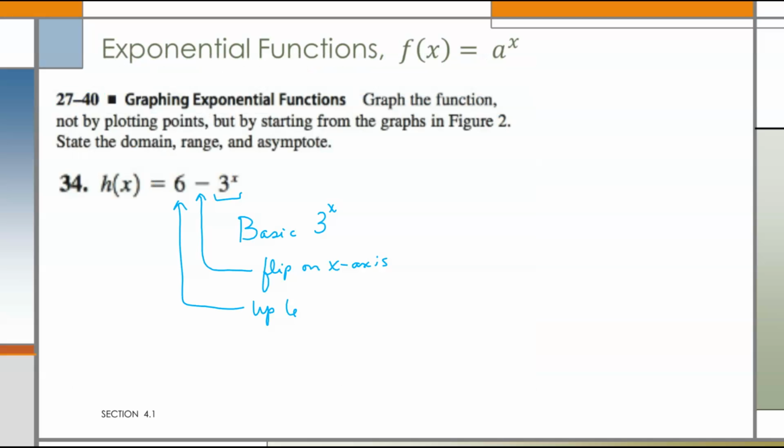Okay, so what did we just do? We graphed the function, not by plotting points, but starting from a basic graph. That was this part. So we looked at our basic graph. From the basic graph, we figured out our transformations. Flip on the X and up 6. Here's how it looks in WebAssign.